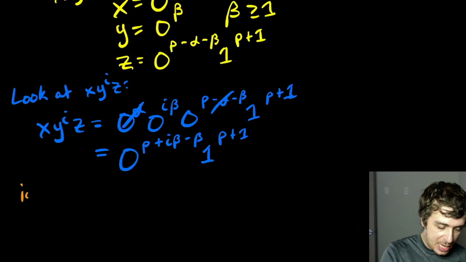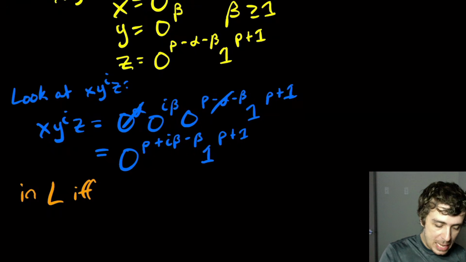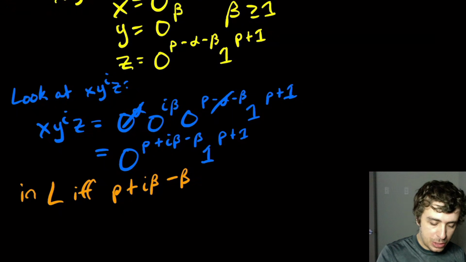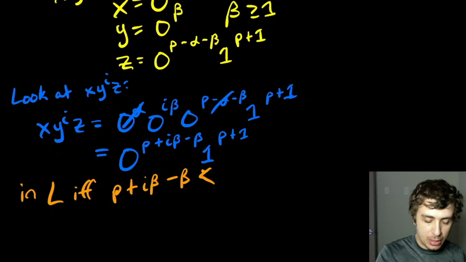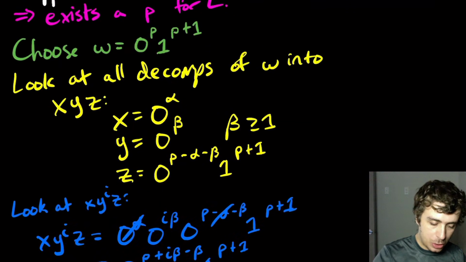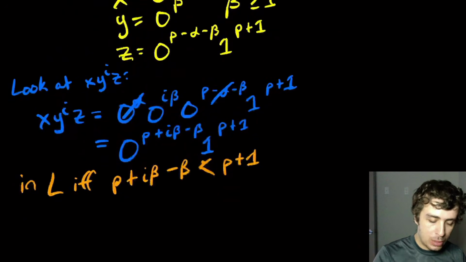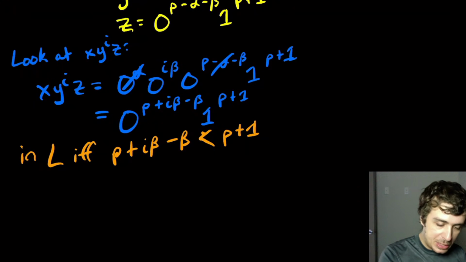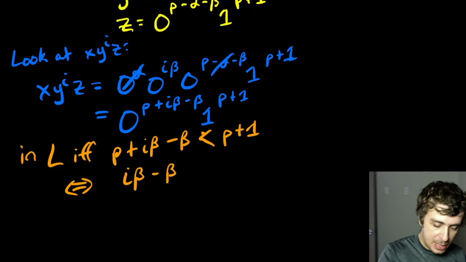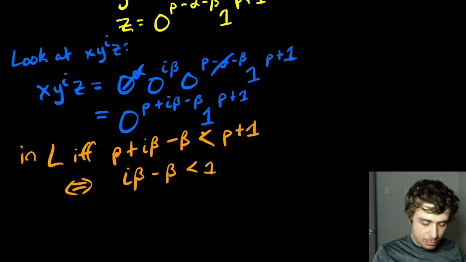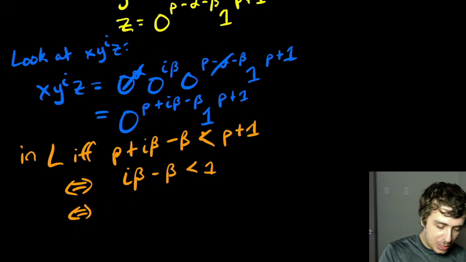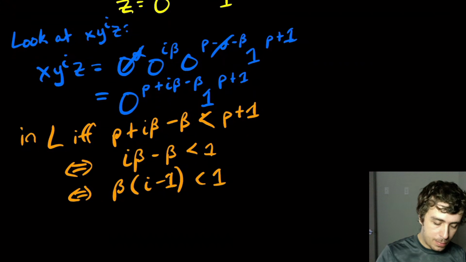So this is in that language L if and only if P plus I beta minus beta, which is the number of zeros, is strictly less than P plus 1. And let's make sure that it's the 1s, not the zeros. Yep, more 1s than zeros. So this is true if and only if I beta minus beta is less than 1. So let's just factor beta out. So that's going to be beta times I minus 1 is less than 1.